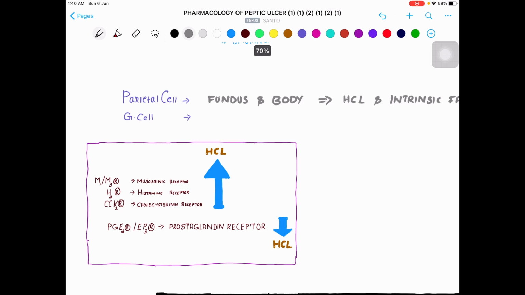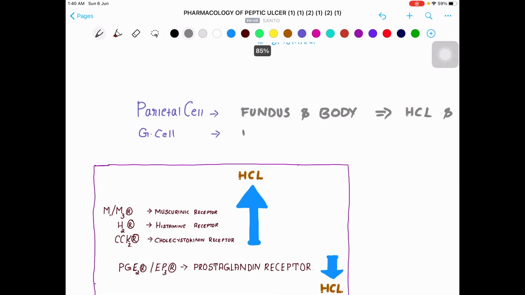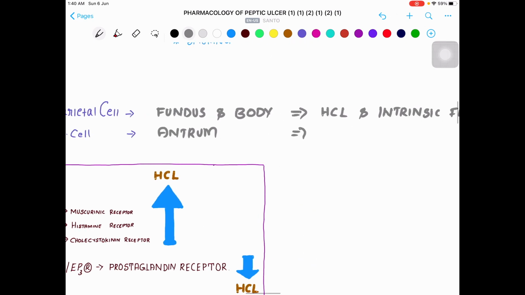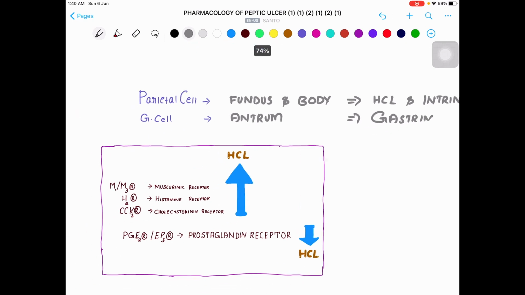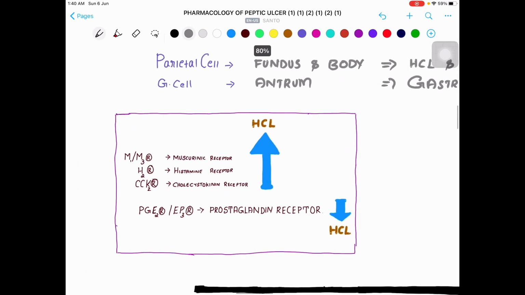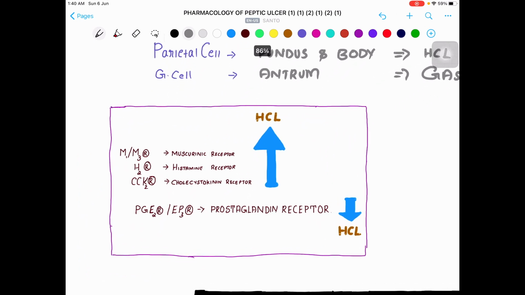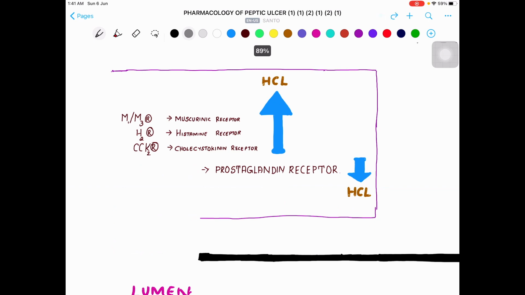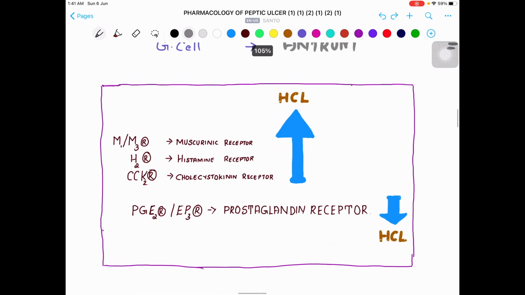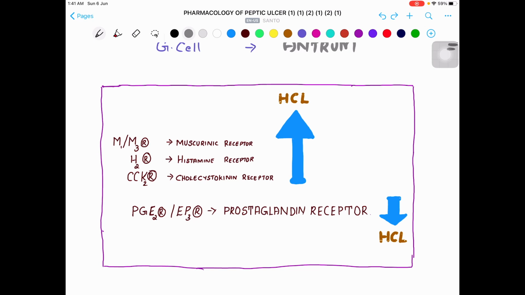What do G cells produce? They secrete gastrin, and they are mainly found in the pyloric glands of the antrum. Gastrin is a peptide hormone. Remember that. Before going into details, I would like to make sure that you remember this table.